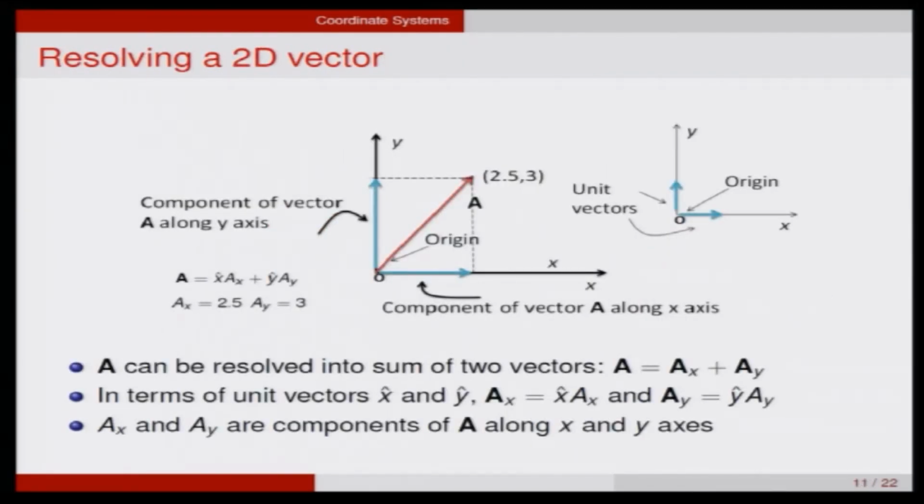So you have a vector A which is referenced with the origin O here, and let us say this vector A is terminating at a point 2.5 and 3. What does this 2.5 and 3 mean? If you forget the vector A, this simply gives you the location of the point 2.5 and 3 in the 2 dimensional space that is described by x and y, correct. So all points are specified by 2 coordinates. In this particular case, the vector A goes from the origin and terminates at 2.5 and 3.